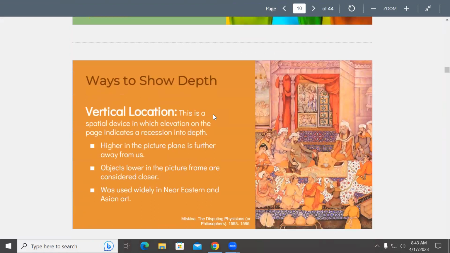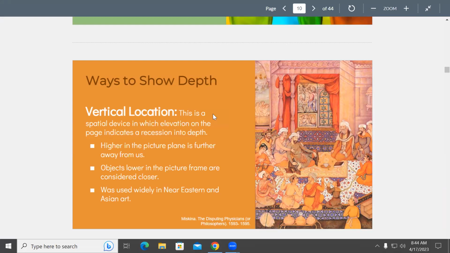And this is another technique you can use to show the depth. It's called the vertical location. It's like the objects that are placed at the bottom of the paper are closer to you, and the elements that are on the top are farther away from you.